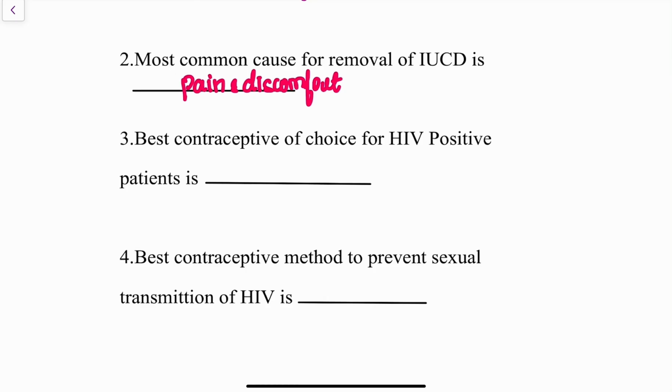The best contraceptive of choice for HIV positive patients is what? The best contraceptive of choice for HIV positive patients is copper T, that is, copper containing intrauterine devices. And the best contraceptive method to prevent the sexual transmission of HIV is barrier methods, right? So let me discuss this now. See, the best contraceptive of choice for HIV positive patient is copper T.